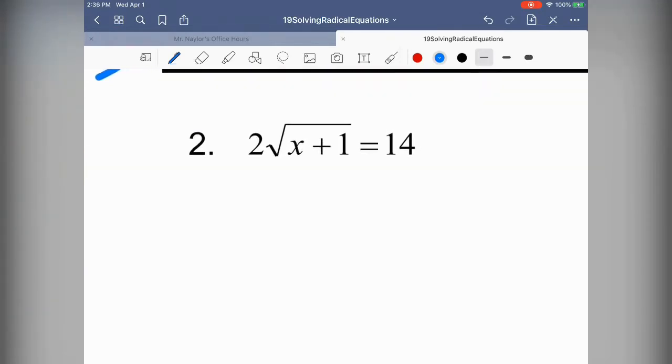Do you want to try number 2? It's a good problem to try. You can push pause. I'll meet you back here in a moment, and we'll work out the solution.